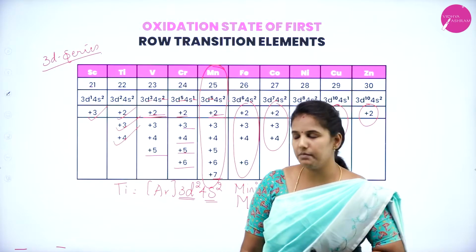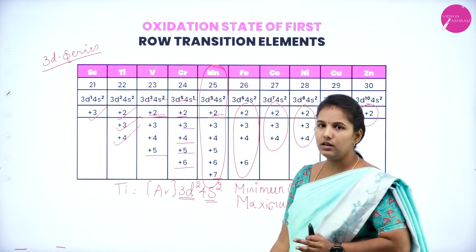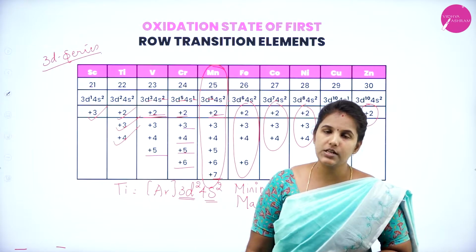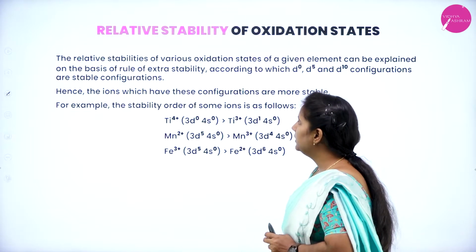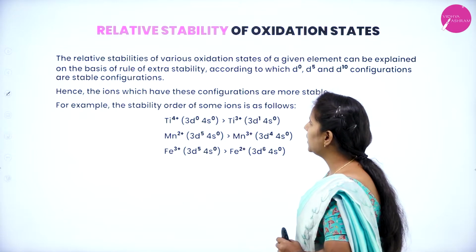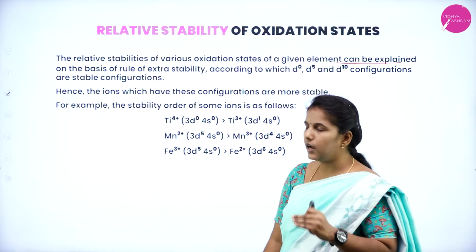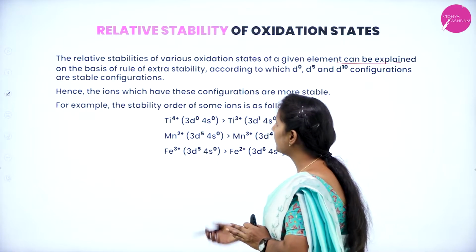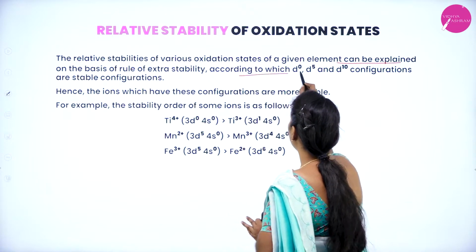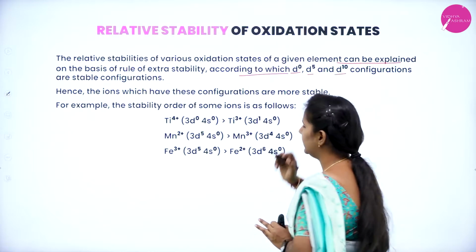So manganese is the element which shows +7 as the highest oxidation state. Okay. Next, the relative stability of variable oxidation states for a given element can also be understood on the basis of extra stability according to d0, d5 and d10.